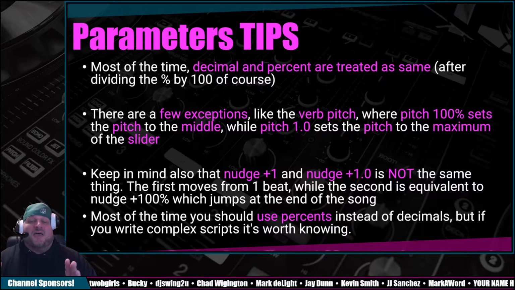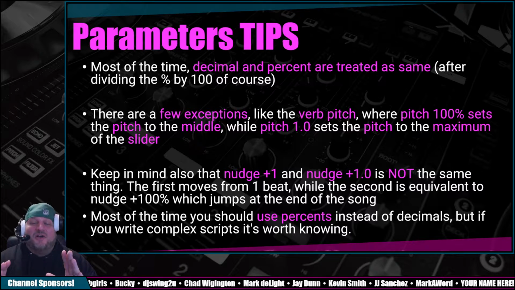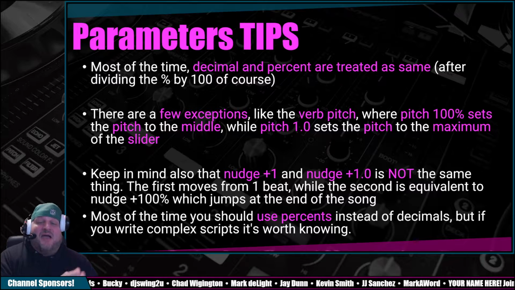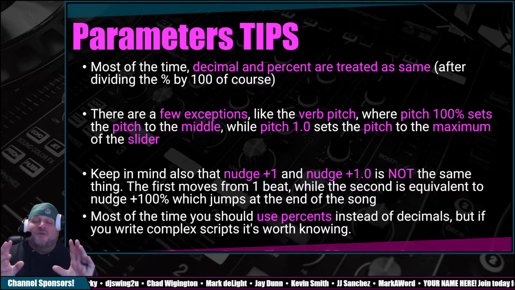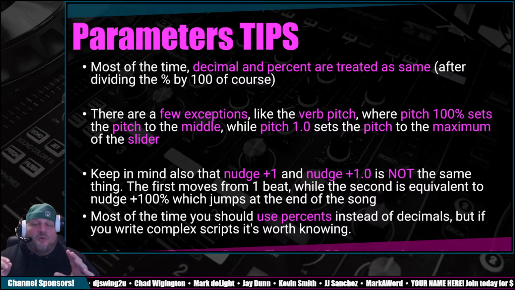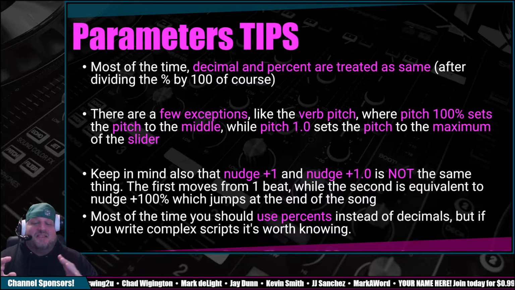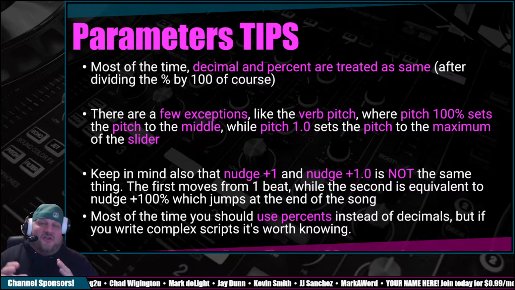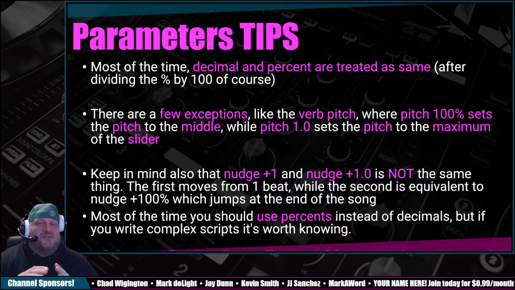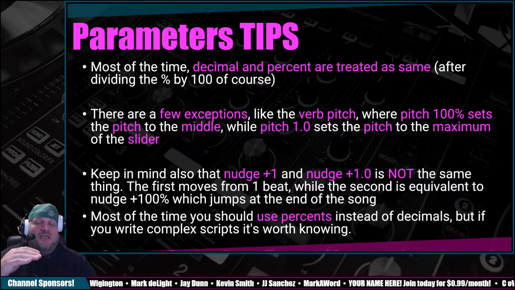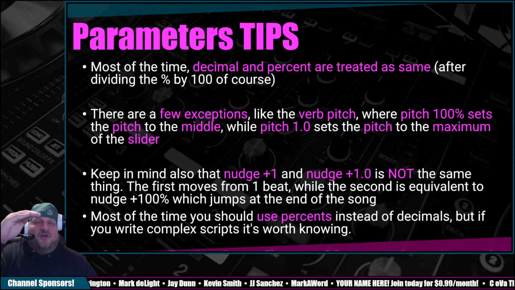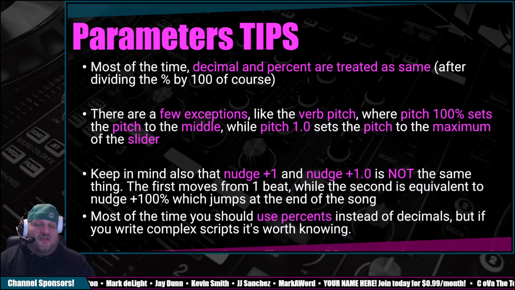So most of the time, decimal and percent are treated as the same after dividing the percentage by 100, of course. There are a few exceptions, like the verb pitch, where pitch 100% sets the pitch to the middle. So you heard me fumble that earlier. It wasn't the crossfader, it's the pitch. The center of the pitch at 100% is right at the middle, 200% is all the way at the top, and 0 is down to the bottom.